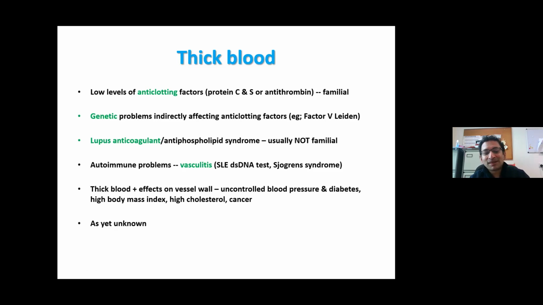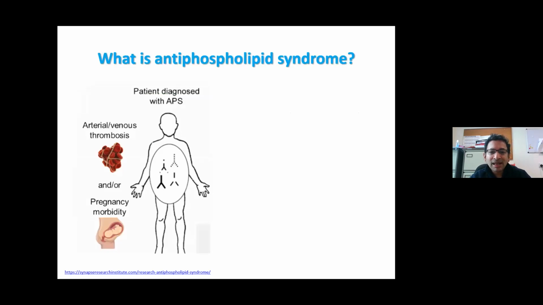And another common thing which we used to use for ITP is idiopathic, which means that we sometimes don't know why the blood is thick. And this we really have to bear in mind when we discuss treatments for ITP. I just wanted to tell you a bit more about antiphospholipid syndrome because one of the ITP international gentlemen asked about this. So what is antiphospholipid syndrome?